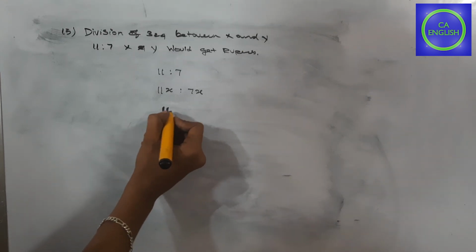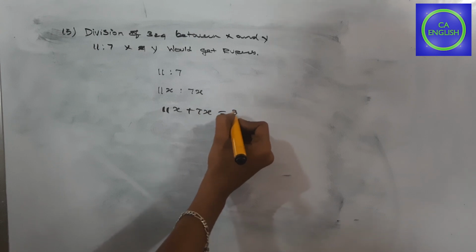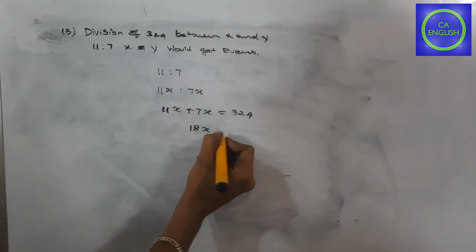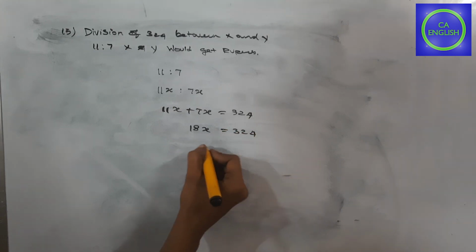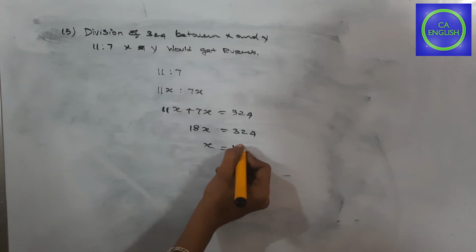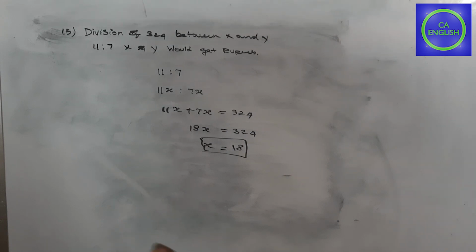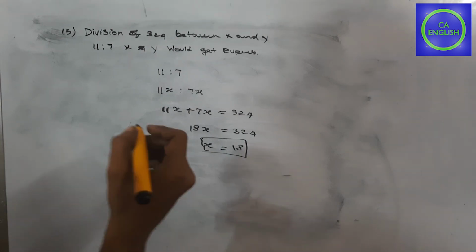11x plus 7x equal to 324. Add it, 18x equal to 324, therefore x is equal to 18. Others are multiples of 18. 18 into 18 is equal to 324. We have got the value of x. Then apply the value of x.